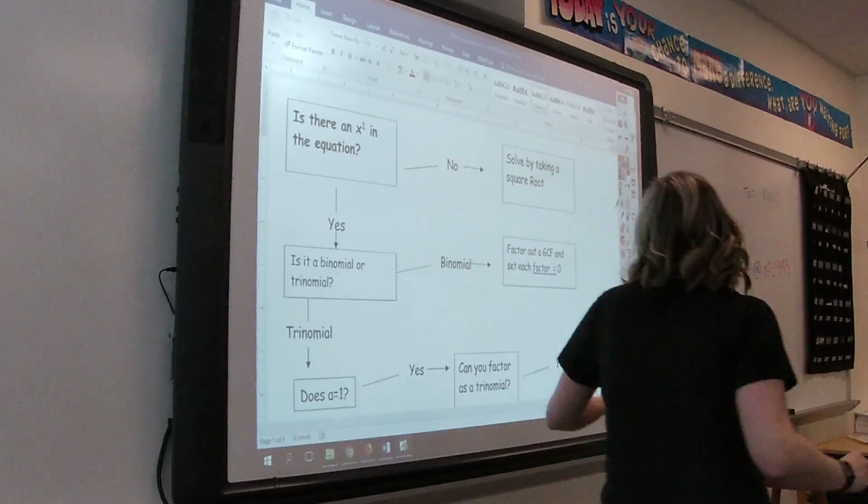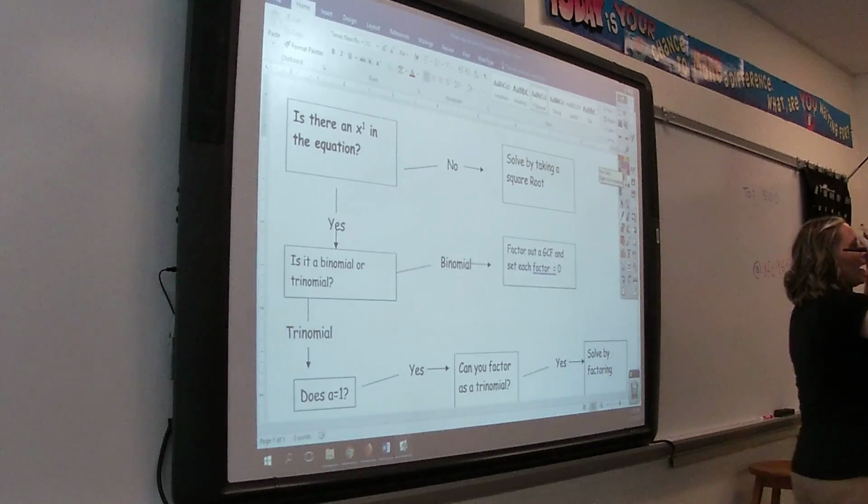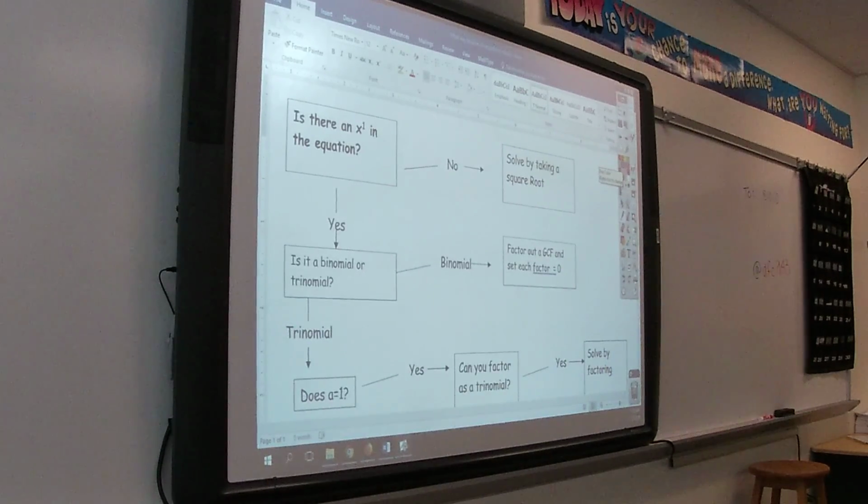Okay, so here's how we're going to use this table. This table is just a mental way for you to visually walk through all the different options that we have to solve. You will not be able to use this flowchart on your test.